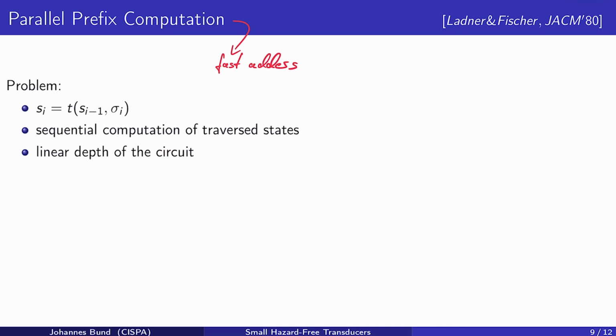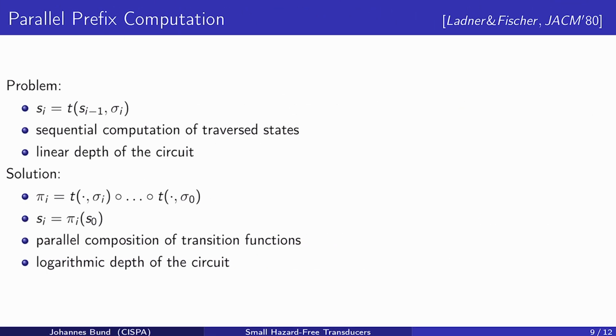In general, the problem is that states traversed by the Mealy machine can only be computed sequentially. The transition function t can only compute state s_i from the previous state s_{i-1} and input sigma_i. Following this scheme would give us a circuit of linear depth. This would be suboptimal. In their solution, Ladner and Fischer recognized that composition of functions is associative.